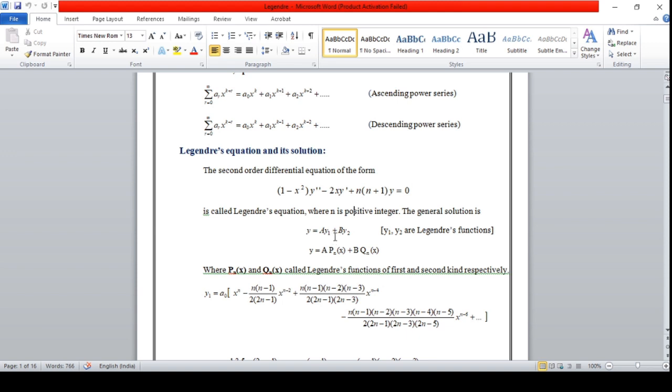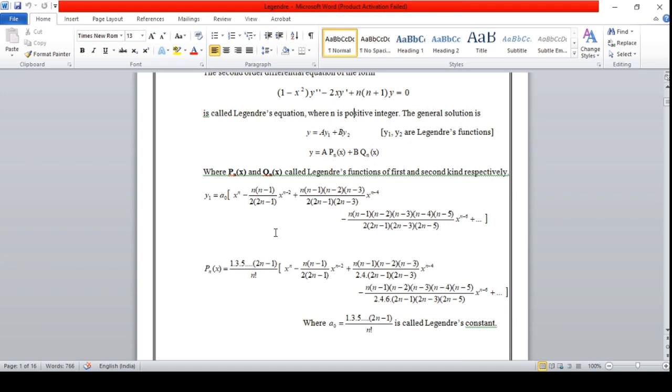In the CF, a and b are constants, like c1 and c2, and y is equal to a Pn(x) plus b Qn(x). Pn(x) and Qn(x) are the Legendre functions of the first kind and second kind respectively. In our syllabus only Pn(x) is studied, so y1 is equal to a0 times [x raised to the power n minus n(n minus 1) upon 2(2n minus 1) x raised to the power n minus 2 plus (n)(n minus 1)(n minus 2)(n minus 3) upon 2·4·(2n minus 1)(2n minus 3) x raised to the power n minus 4] and so on.